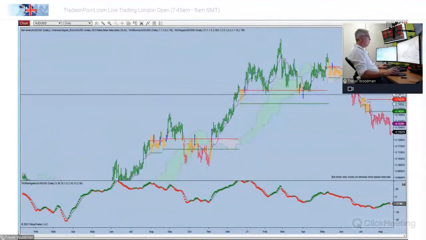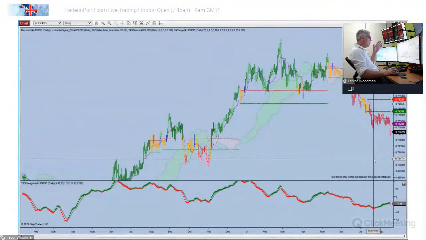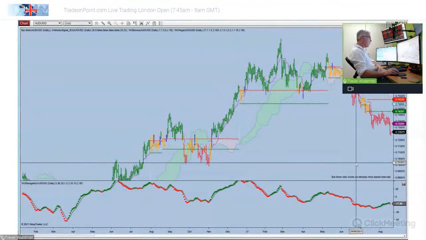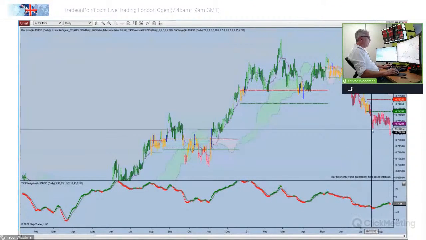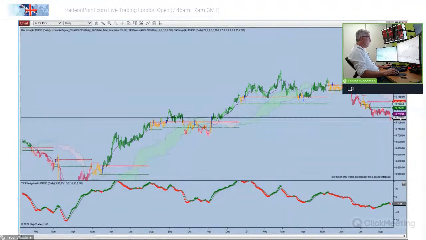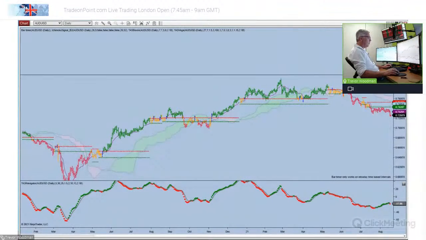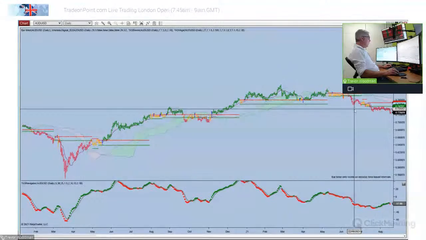Okay, so the Aussie dollar is just selling off at the moment. It would be interesting to see where we can find support on this. We did a trade the other day. We actually tried to get a long position out of it. We have now broken this support level.